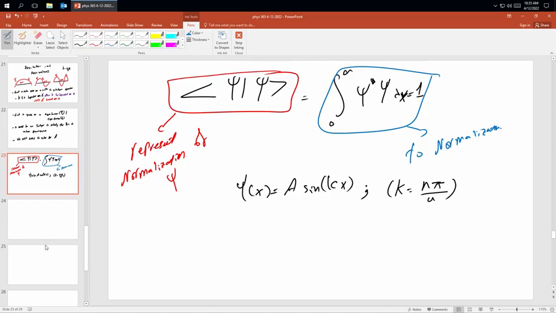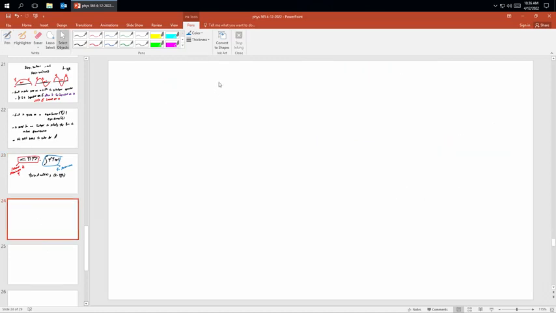Let me write it on the next one. So psi conjugate psi is going to be the same as psi squared. Does that make sense? You just multiply the same function.